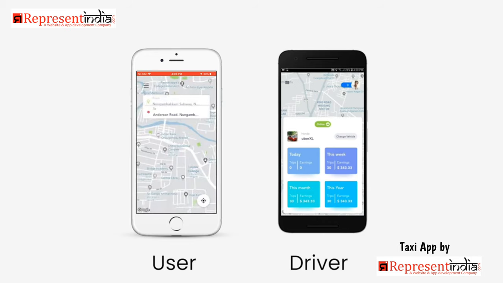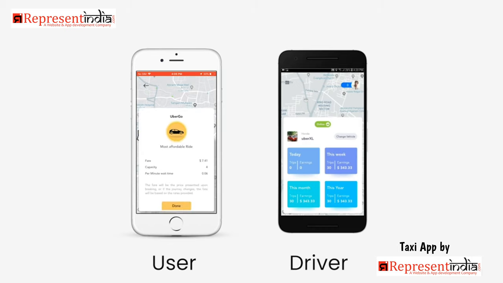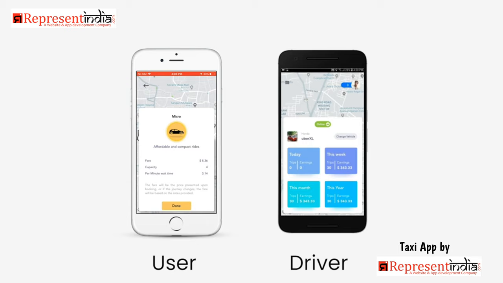After selecting the source and destination, you can find the waypoint marked on the map. And the estimated price will be displayed based on the service types. You can select a ride by clicking on any of the service type icons. And for more details about the service type, you can click on the information icon.